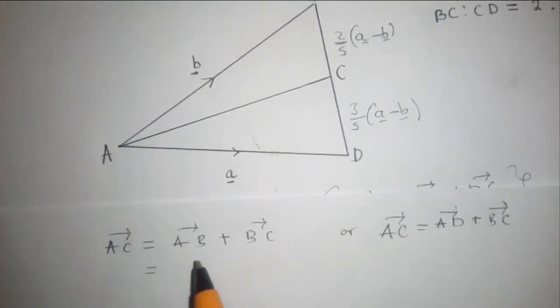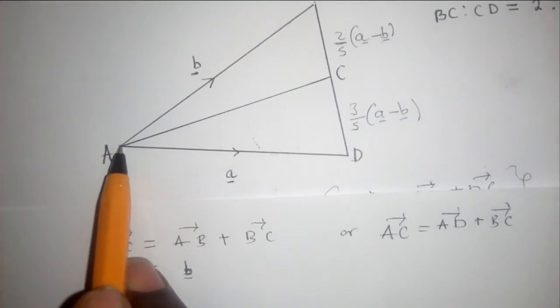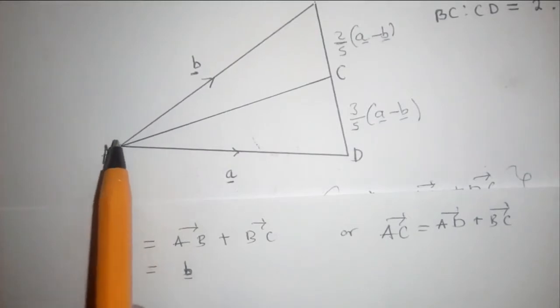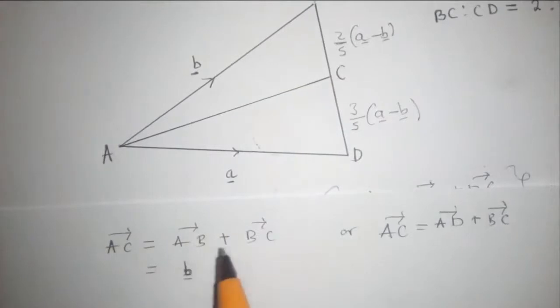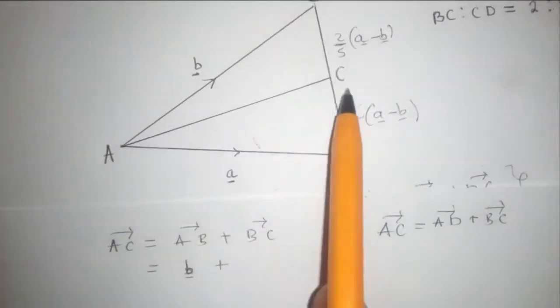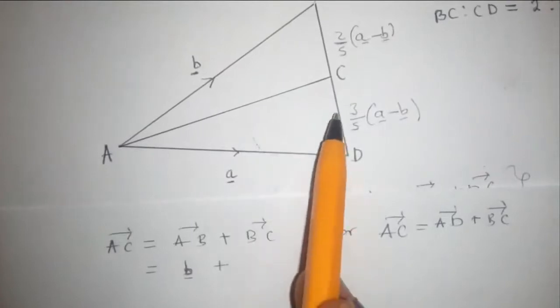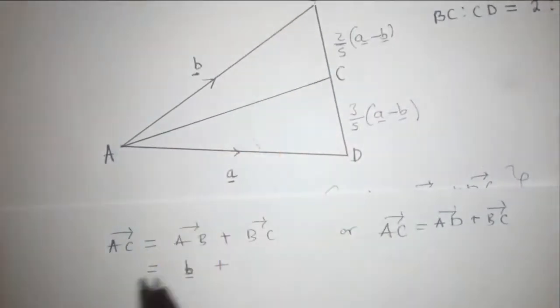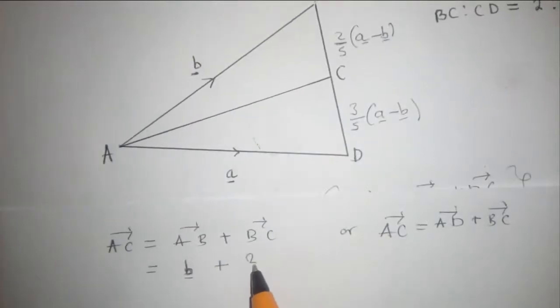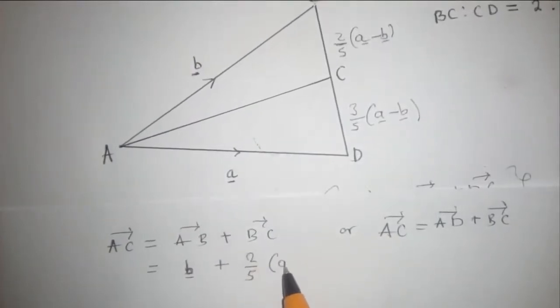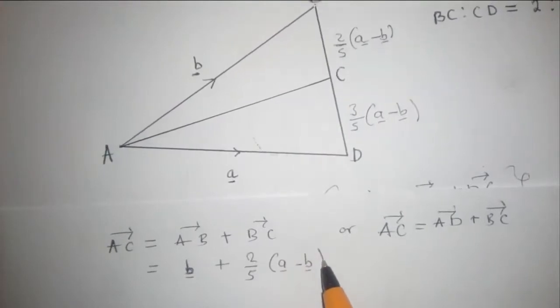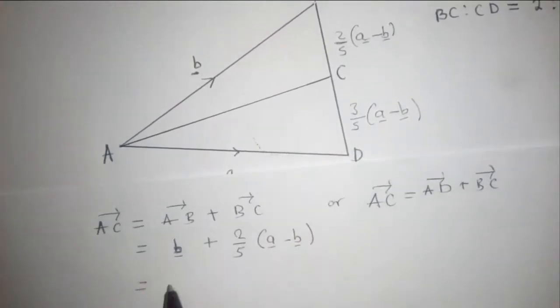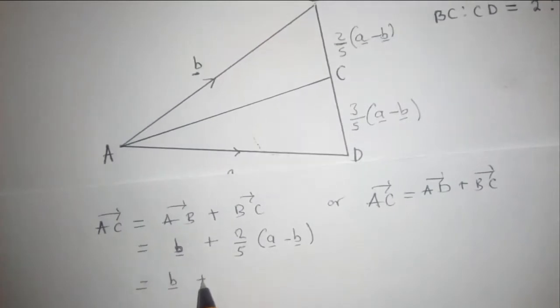So what is our AB? AB is vector B. Not negative B, but just vector B, because the direction is from A to B, and that is what we want, plus BC. What is our BC? Our BC is 2 over 5 of A minus B. So we can clean this up where we have something like this.